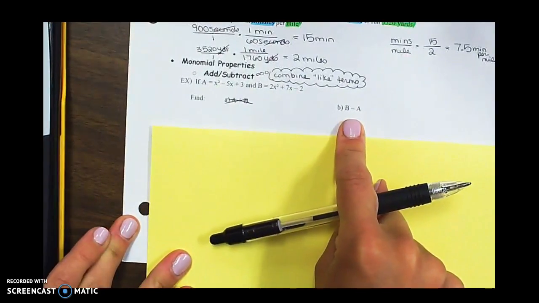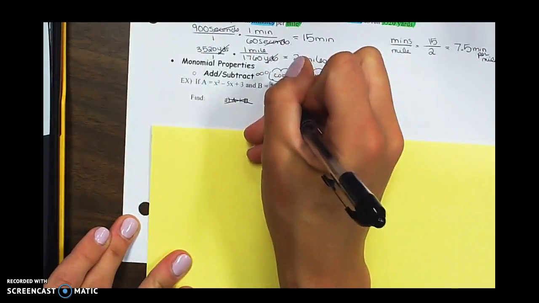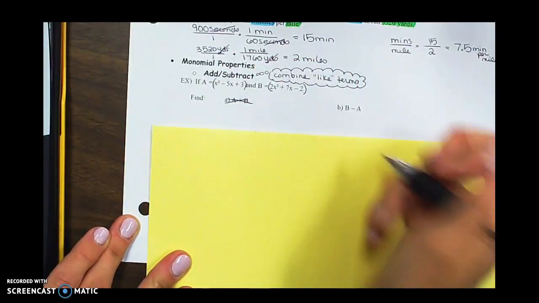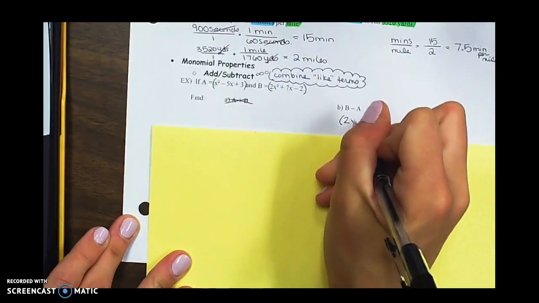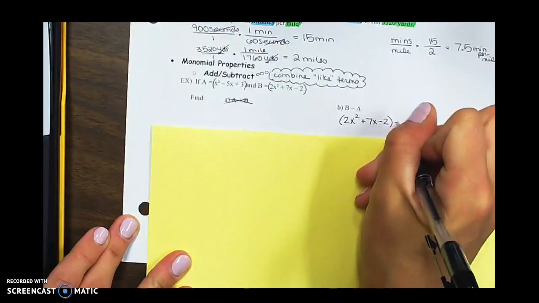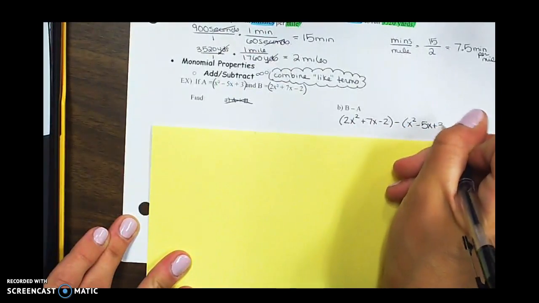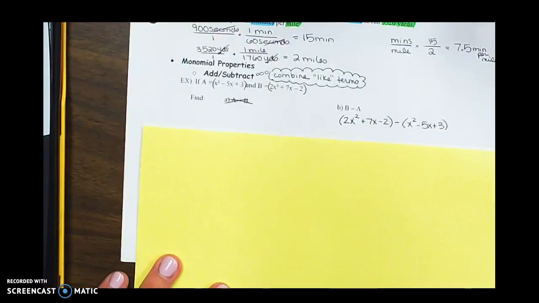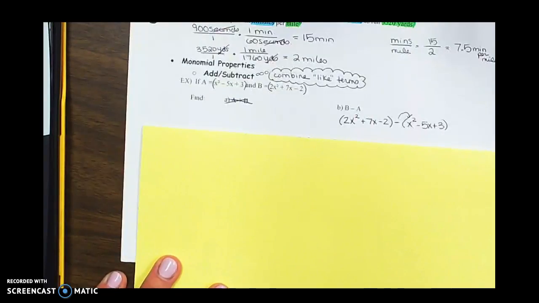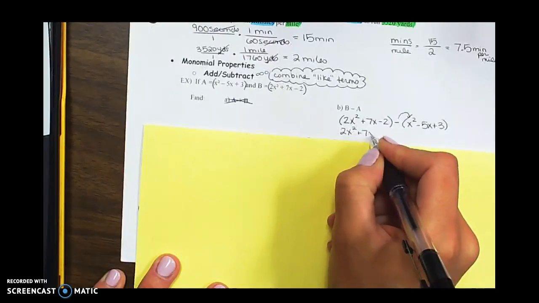So here we are subtracting quantities, so we want to make sure we put those in parentheses. We are going to put these in parentheses, and then it's going to be B minus A. So I'm going to go ahead here and write 2x squared plus 7x minus 2 minus x squared minus 5x plus 3. Now the reason that we did this is because we now need to distribute this negative to everything. We're subtracting the whole thing. So this is going to become 2x squared plus 7x minus 2.